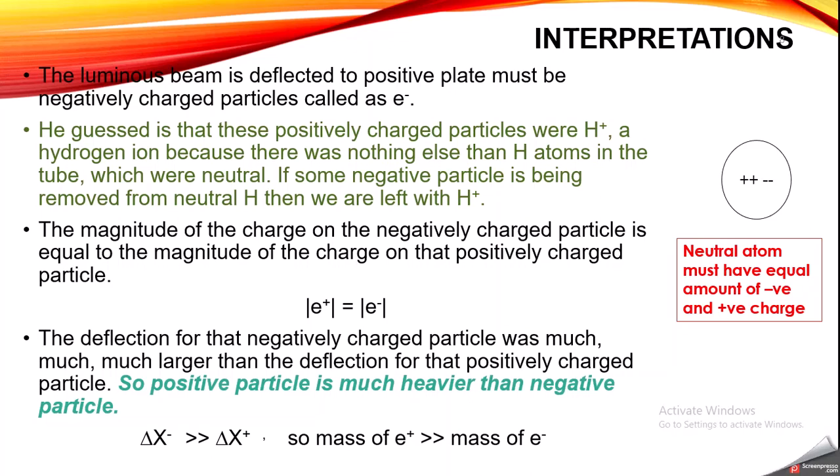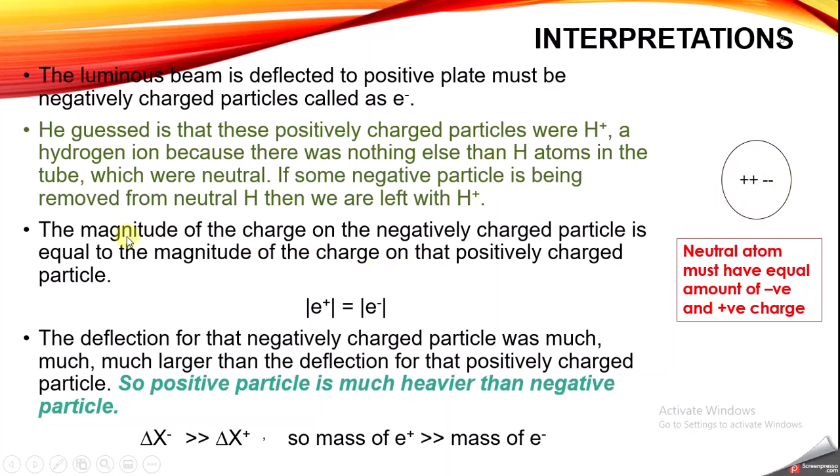Now he guessed that the positive particles which are getting deflected towards the negative plate must be hydrogen ions, H+. Why did he call this? Because he knew that in the discharge tube there are only hydrogen atoms, and if you remove some negative particle from the neutral hydrogen atom, then we are left with some positive hydrogen ions. So he said that the positive particles that are getting deflected towards the negative plate must be the hydrogen ions.